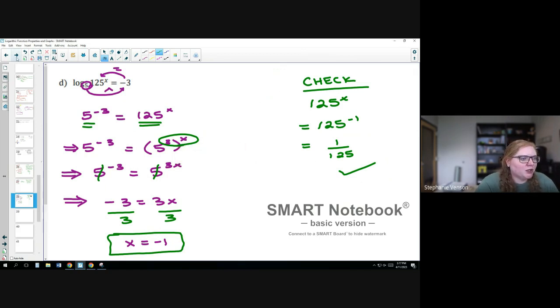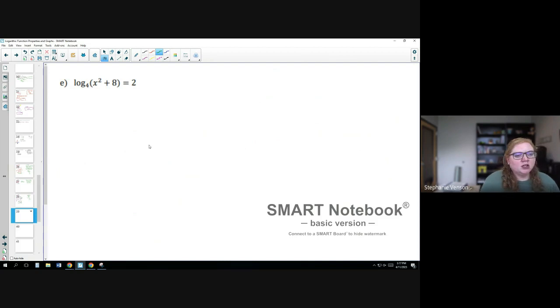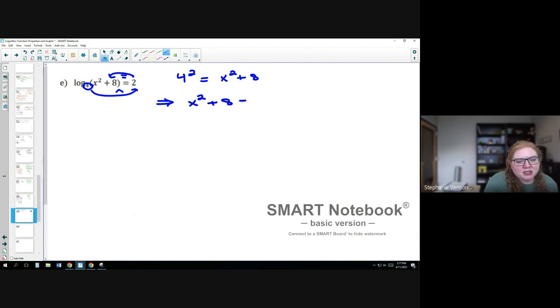All right, continuing on, let's look at E. Same situation, log on the left, number on the right. So we're going to rewrite it as an exponential. 4 raised to the 2 set equal to what's inside. So we have, I'm going to write it up here this time, 4 raised to the second power is equal to x squared plus 8. And we know that that's the same thing as x squared plus 8 is equal to 16.